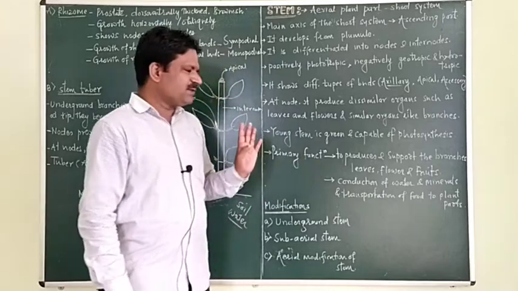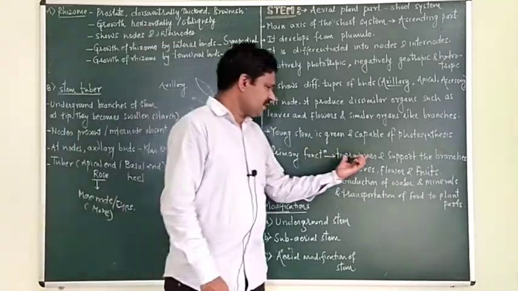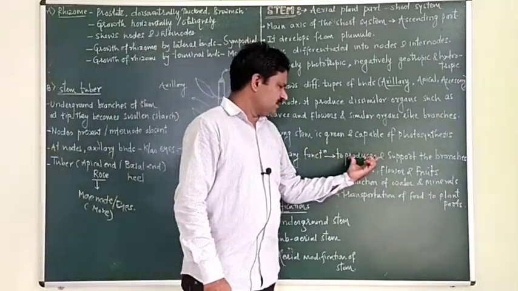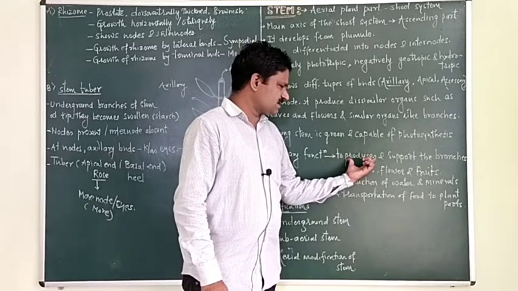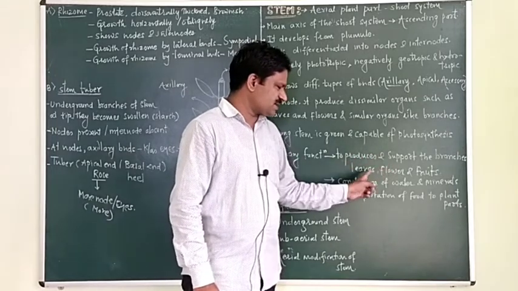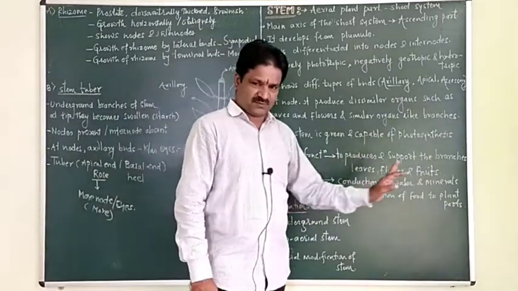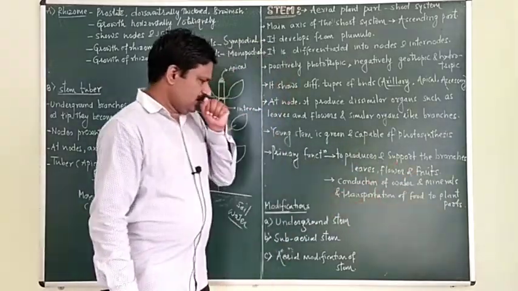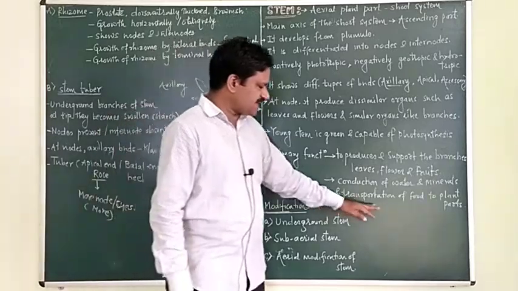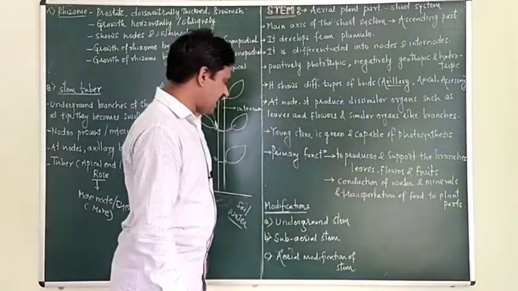The primary function of the stem is to produce and support the branches, leaves, flowers and fruits. The second function is the conduction of water and minerals and the transportation of food to the plant parts.